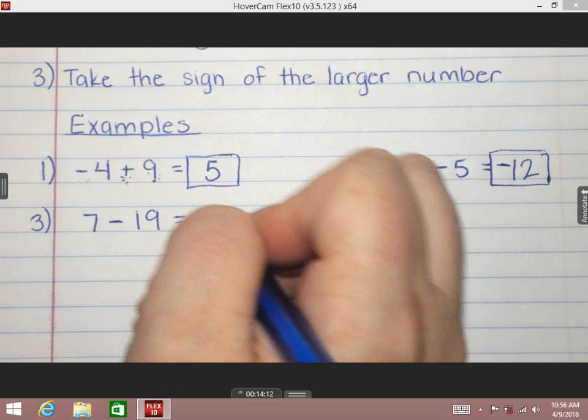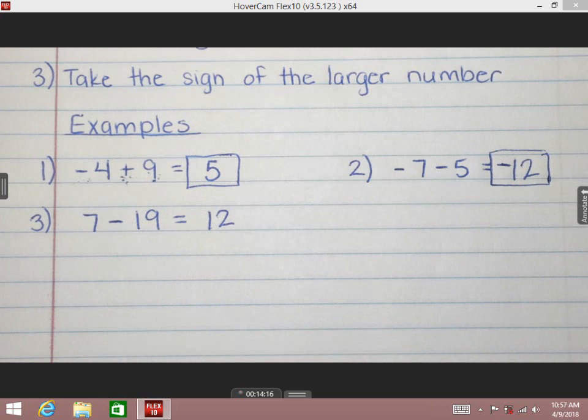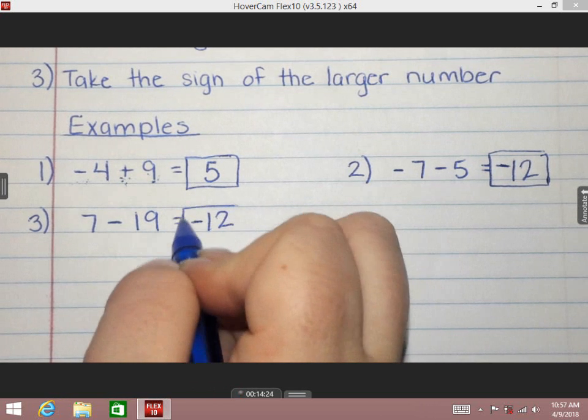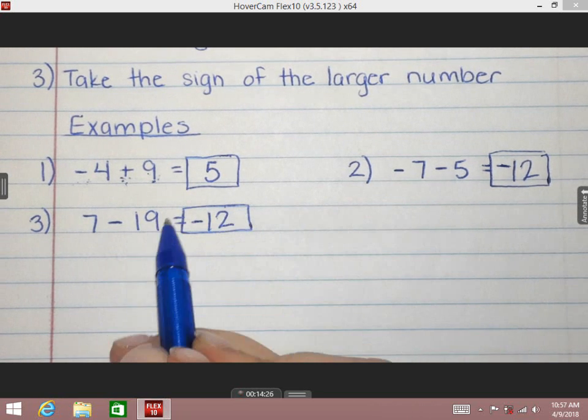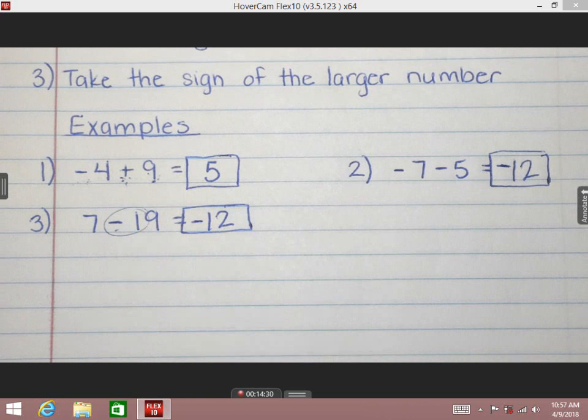12. Okay? Now, we've still got to decide, is that going to be a positive 12 or a negative 12? What do you think, Skylar? Why are we doing a negative 12, Skylar? My biggest number is 19. What sign is with that? A negative. So we're going to keep that. Very good.